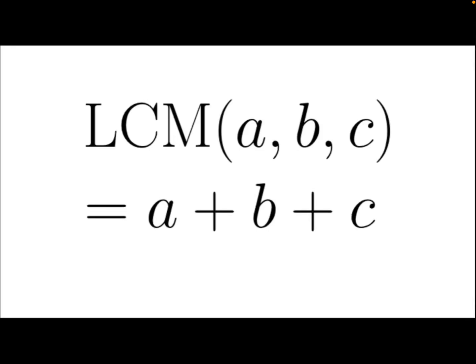In this video, we are going to find positive integers a, b, and c such that the lowest common multiple of the three numbers is equal to their sum.